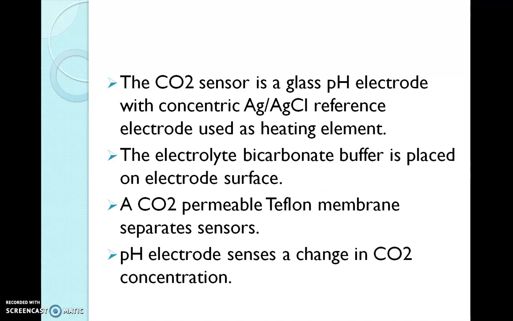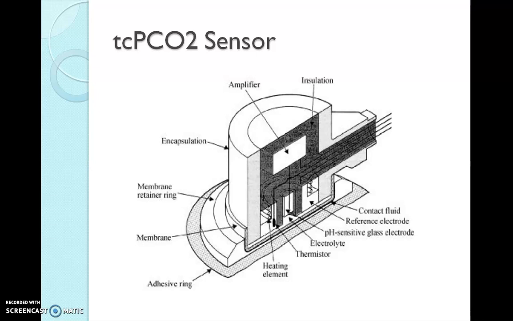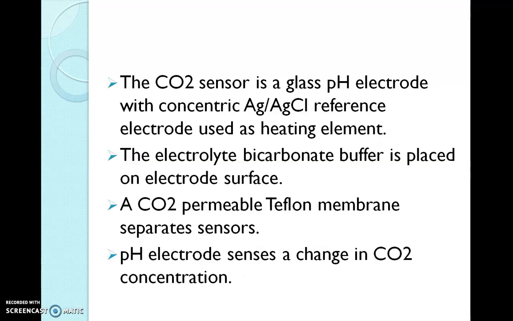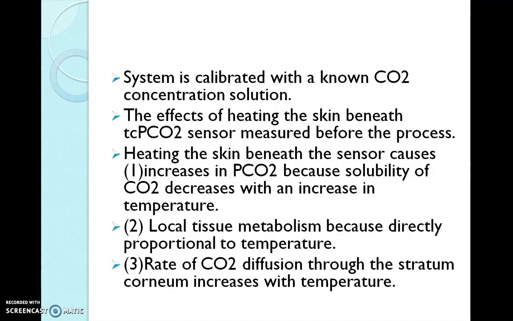The CO2 sensor is basically a glass pH electrode with a concentric Ag reference electrode, used with a heating element. An electrolyte, bicarbonate buffer, is placed on the electrode surface. A CO2 permeable Teflon membrane separates the sensor from its environment, which is shown in this diagram. The TCPCO2 sensor operates according to Stow-Severinghaus principle, that is, a pH electrode senses a change in the CO2 concentration.